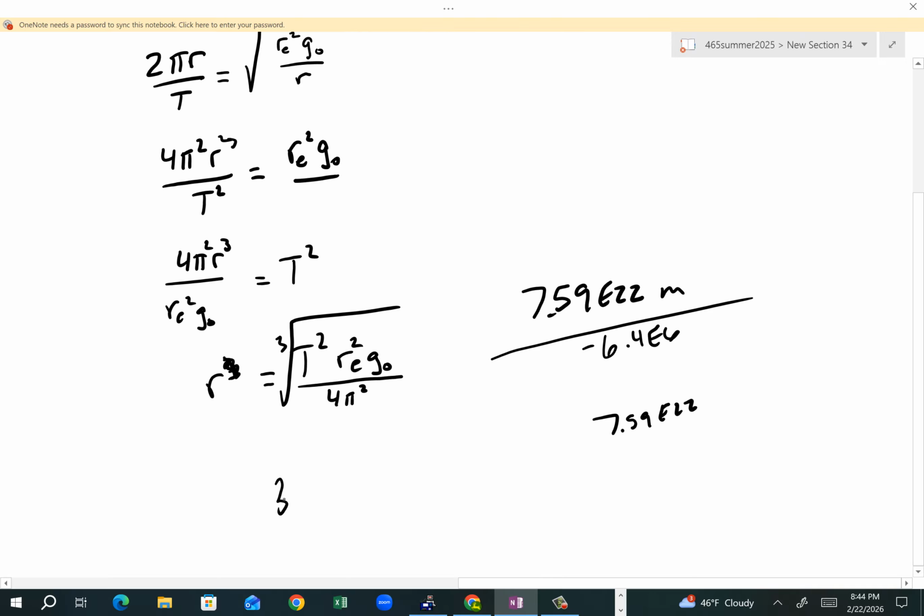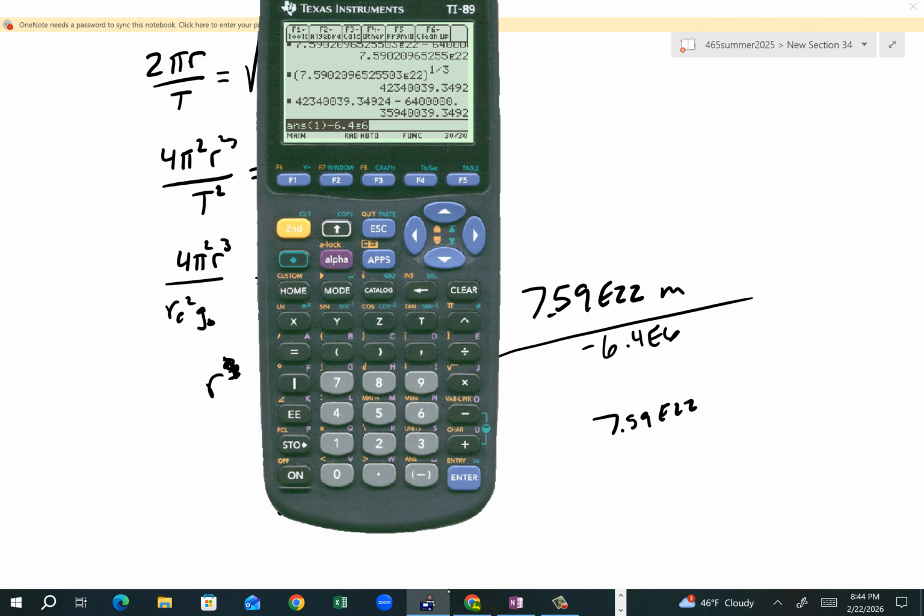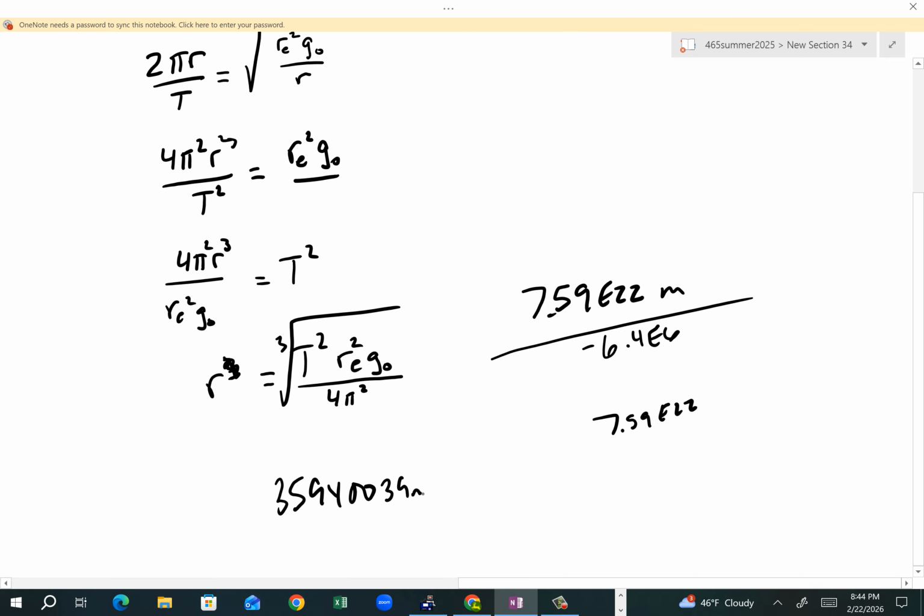35,940,039 meters, or about 22,000 miles, give or take. Okay, that is where you would place your geostationary satellite so that it would always be over the same part of the Earth.